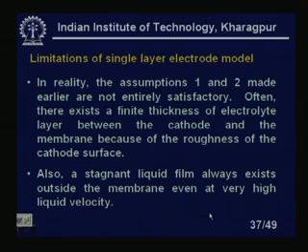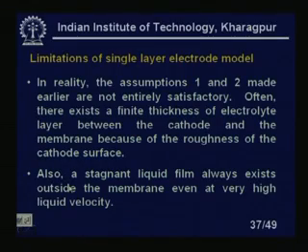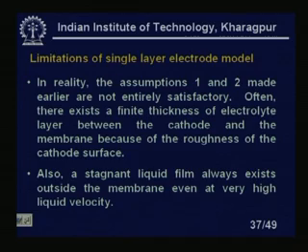Also, a stagnant liquid film always exists outside the membrane, even at very high liquid velocity. Usually the probe is inserted into the liquid inside the reactors. So, a stagnant liquid film always exists outside the membrane even at very high liquid velocity, clear? That means the liquid in contact with the membrane is a liquid film which is stagnant.